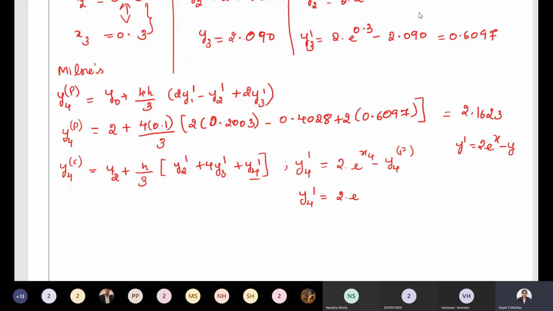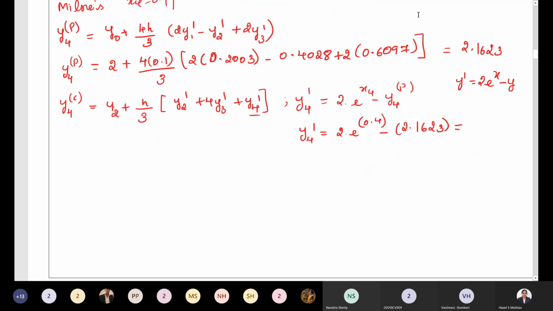It will be 2 into e power x4. x3 is 0.3, x4 will be 0.4. So x4 is 0.4 minus y4 power p, the predicted value of y we got just now, 2.1623. From this, what is the value of y4 dash? 0.8213. Okay. Anybody, any other answer? 0.8213. Okay, done.